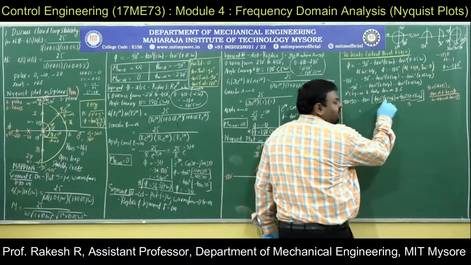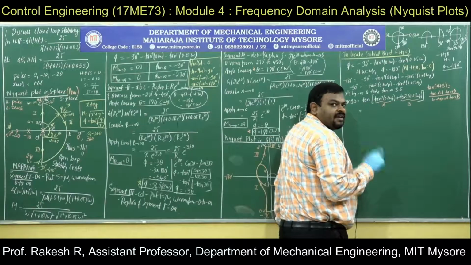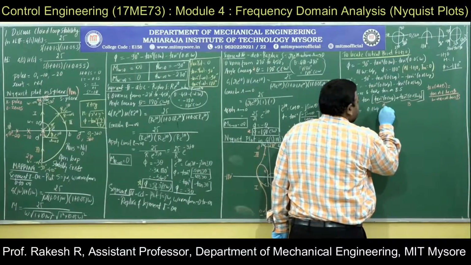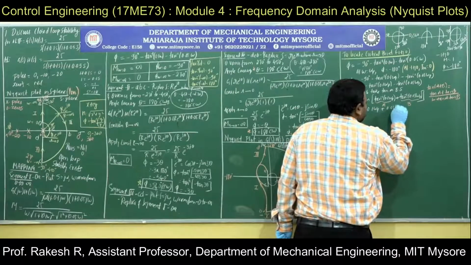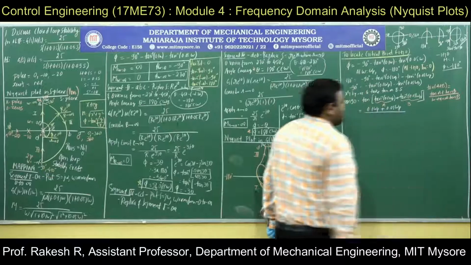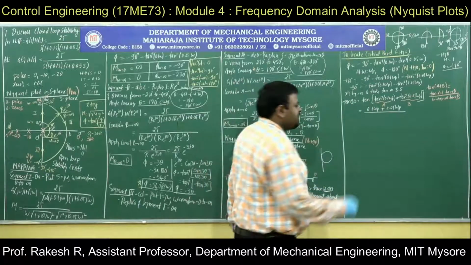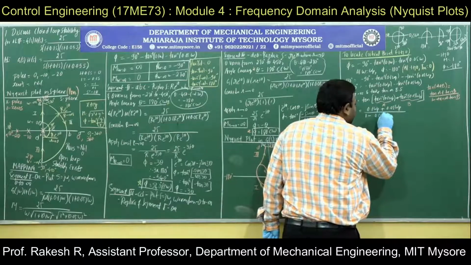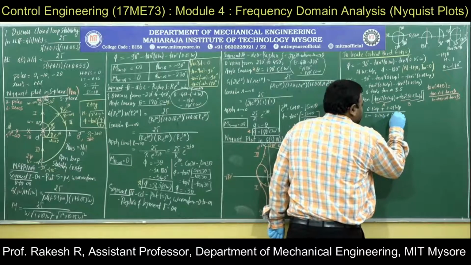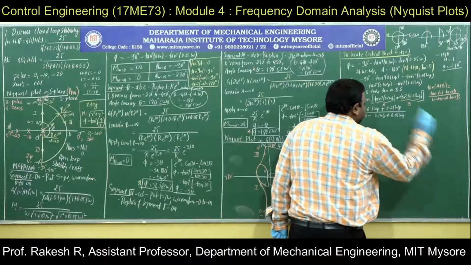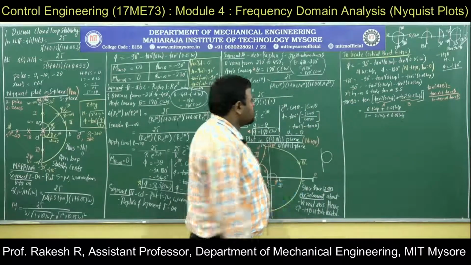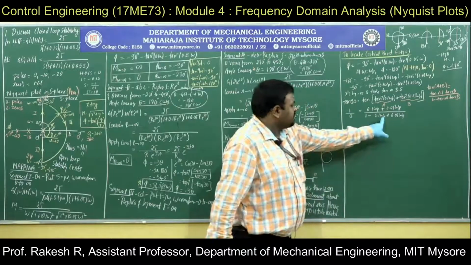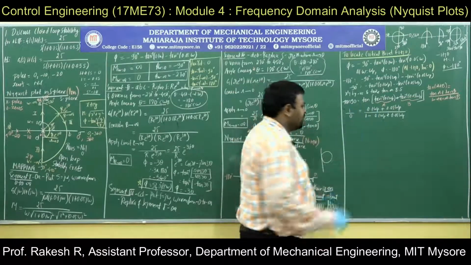Tan A, tan of tan inverse 0.1 omega p, the tan and tan inverse will get cancelled. I will get only (0.1 omega p plus 0.05 omega p) divided by (1 minus tan A tan B). Here tan A is 0.1 omega p, tan B is 0.05 omega p. So this value will be 1 by 0, and 1 by 0 is infinity.